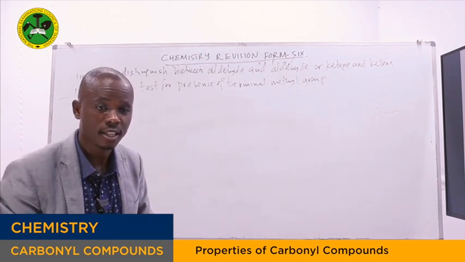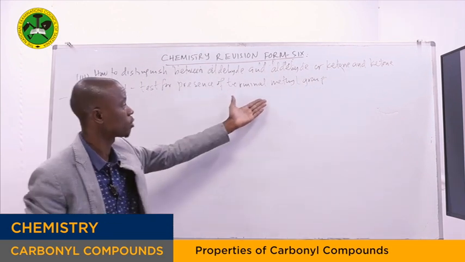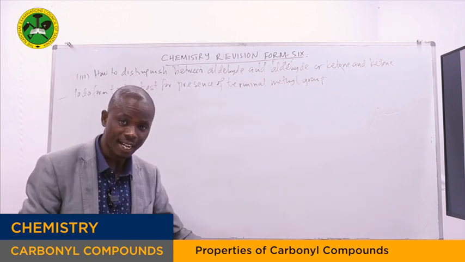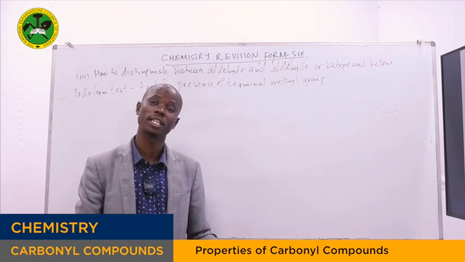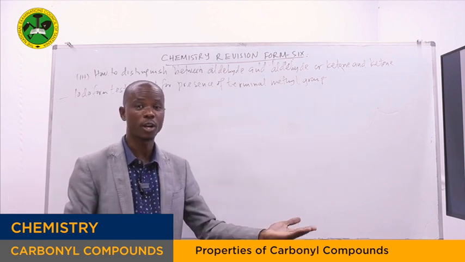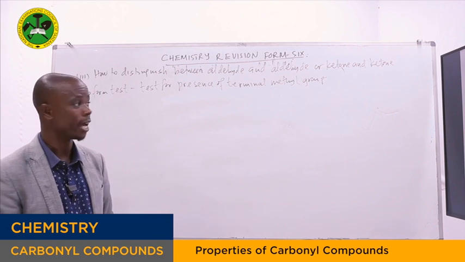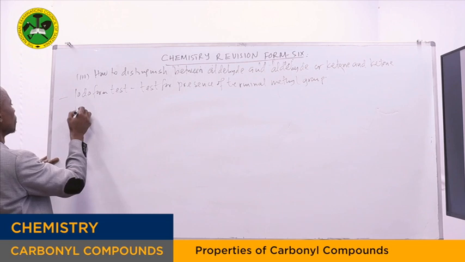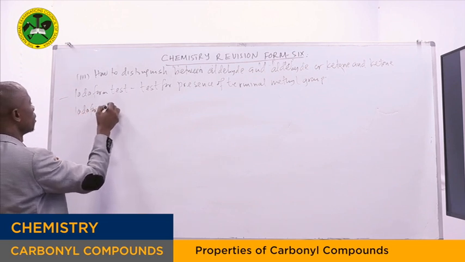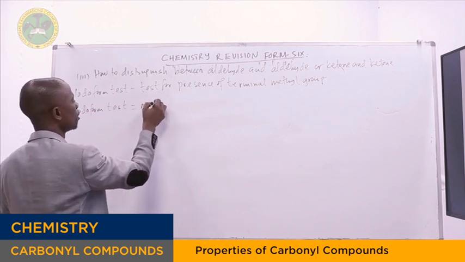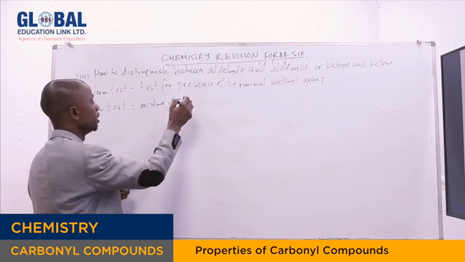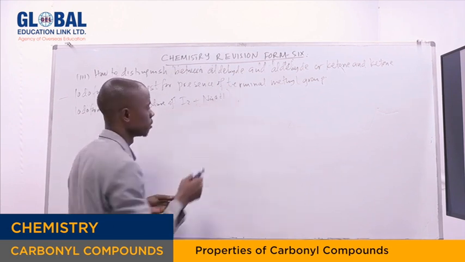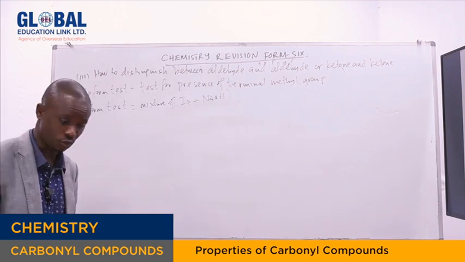The iodoform test is the chemical test which tests for the presence of a terminal methyl group. So if you are given, for example, to differentiate between alcohol and alcohol, you just look at which one contains the terminal methyl group. That one will give the positive iodoform test. And the iodoform test reagent is the mixture of iodine and sodium hydroxide.